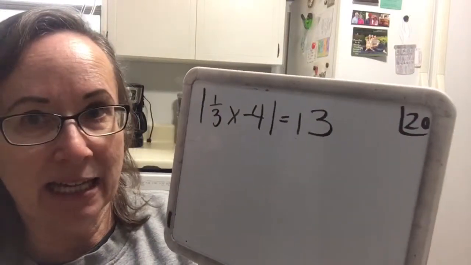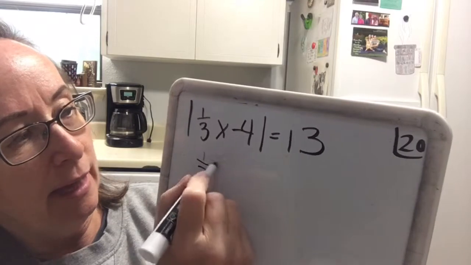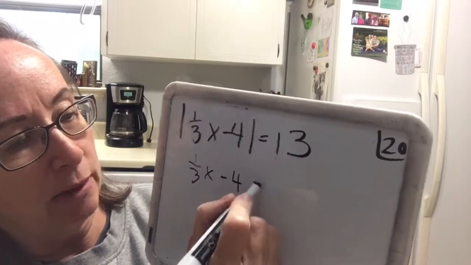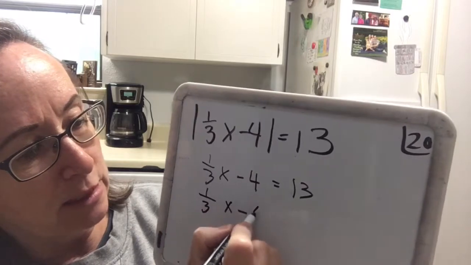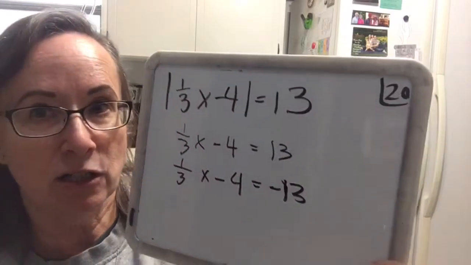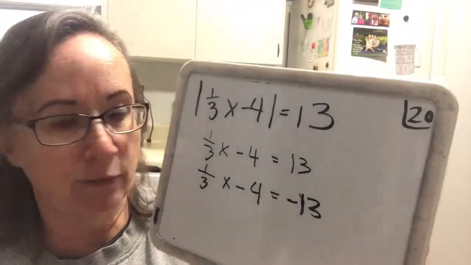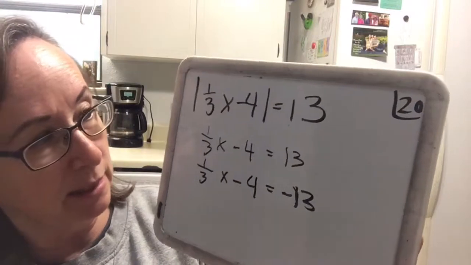Okay, and again, I can write this as two equations. I can say 1/3 x minus 4 equals 13, or 1/3 x minus 4 equals negative 13. Since I want to solve them both, I want every solution, I'm going to solve both of them. Both of them are going to give me solutions.